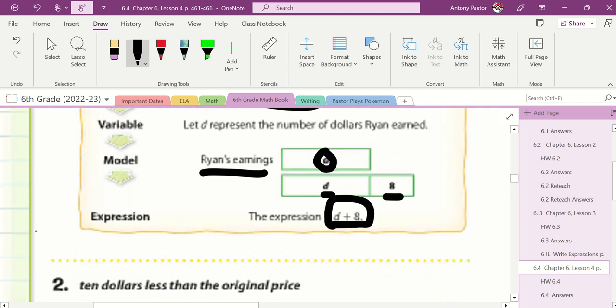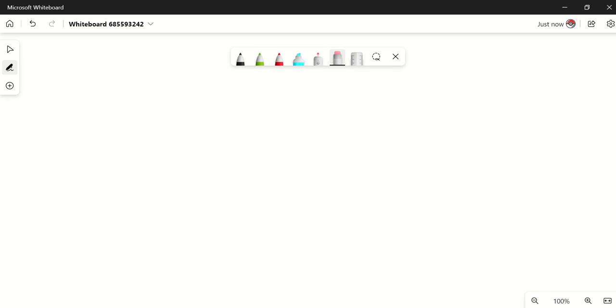Let's try one ourselves, and we're going to ignore this. $10 less than the original price. Okay? $10 less. The key word here is less, so we are going to be using subtraction. It's going to be $10 less than the original price. The thing we don't know is the original price.